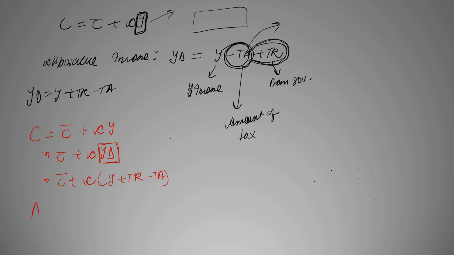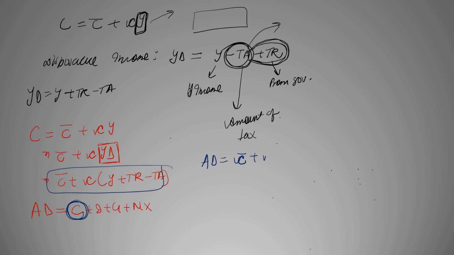Now if we write our demand function, which was AD is equal to C plus I plus G plus NX, we can replace the value of C with this now. So AD is equal to C autonomous plus CY plus TR minus TA plus I plus G plus NX. And for simplification of these calculations, we assume that TR, TA, I, G and NX are constant.